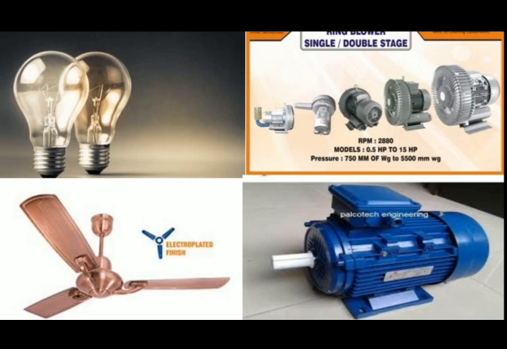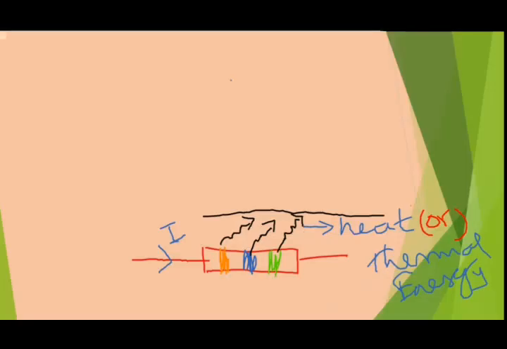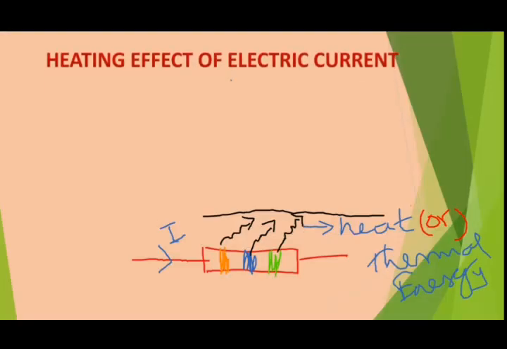Okay. Now in a source of EMF, a part of the electric energy may go into useful work, like in an electric motor or electric fan. The remaining part of the electrical energy is dissipated in the form of heat in the resistor. This is the heating effect of electric current. Now understand, students, heating effect of electric current.